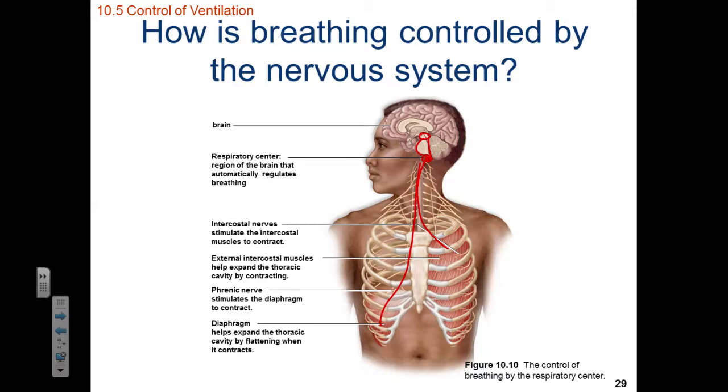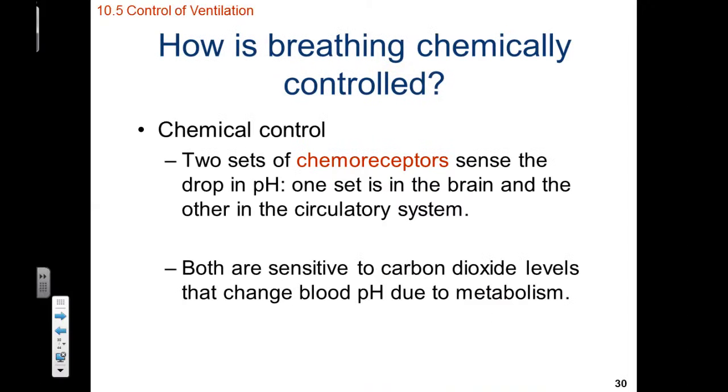And as those external intercostals contract, the rib cage moves outward. And as the diaphragm contracts, the thoracic cavity moves downward. And that increases thoracic cavity volume, lung volume. And by increasing the volume, we decrease the pressure and cause air to go into the lungs, to inhale.